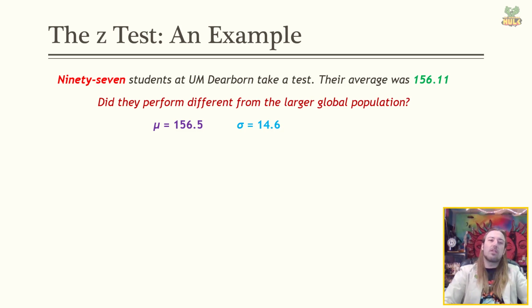Okay, so in this example, we have a hypothetical scenario where 97 students at the University of Michigan Dearborn take a test. Their average on this test was 156.11. Now, this test has been given nationally, and so we have information on the population average and standard deviation. And so that's given in this problem: the mean of 156.5, standard deviation of 14.6.